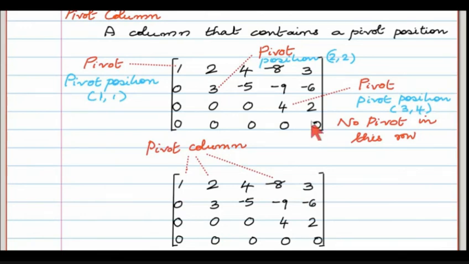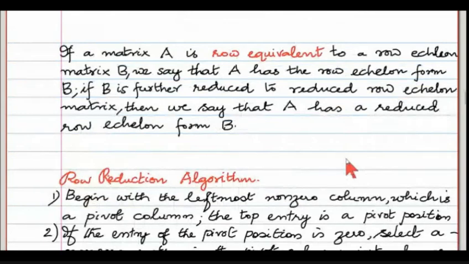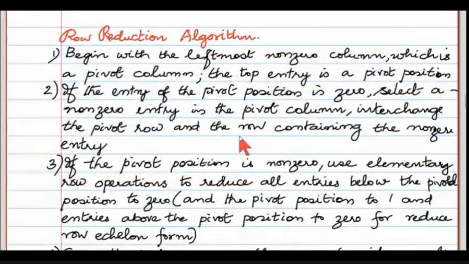Theorem: if the augmented matrices of two linear systems are row equivalent, then the two systems have the same solution set. In other words, elementary operations do not change the solution set. Another theorem: every matrix is row equivalent to one and only one reduced row echelon matrix. In other words, every matrix has a unique reduced row echelon form. If a matrix A is row equivalent to row echelon matrix B, we say that A has the row echelon form B. If B is further reduced to a reduced row echelon matrix, then we say that A has reduced row echelon form B.